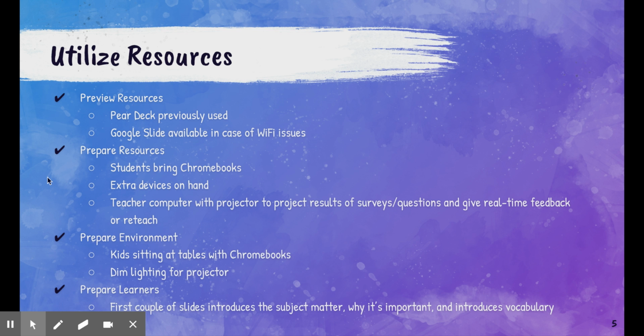So in order to prepare resources, the students have their own Chromebooks. It's one-to-one Chromebooks, so they bring their Chromebooks to the library, but the library will also have extra devices on hand in case something happens. The teacher or librarian will have their computer with a projector to project the results of surveys, questions, and give real-time feedback, or to reteach.